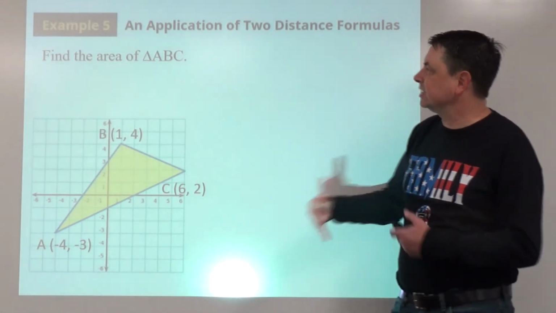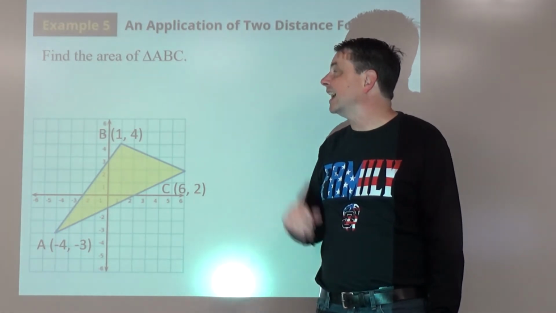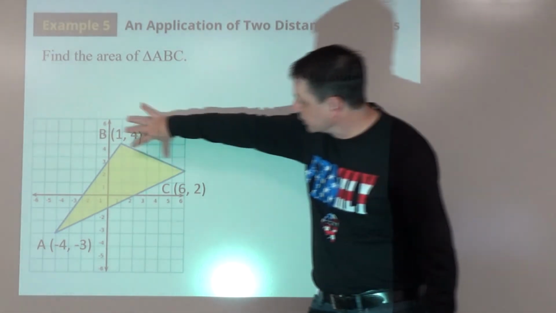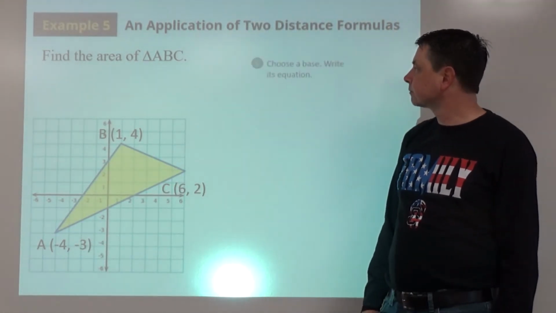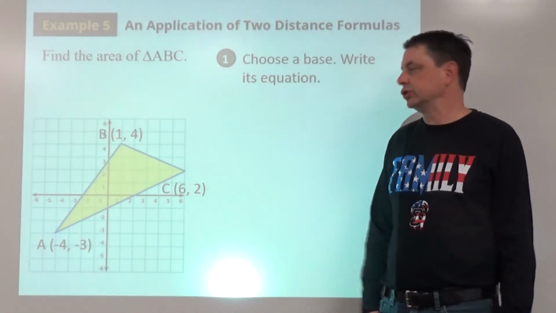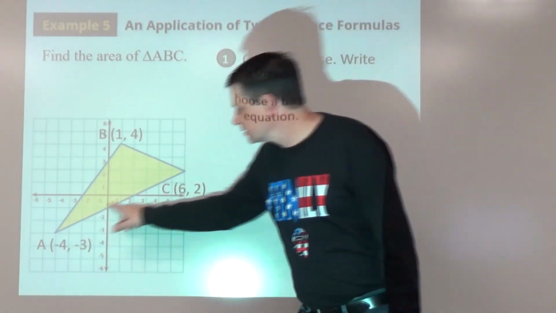Example number 5, let's see if we can apply that. Let's find the area of triangle ABC. We've got the coordinates here. So step number 1, choose a base. Choose any base that you want to choose. Kind of like this one for the base.